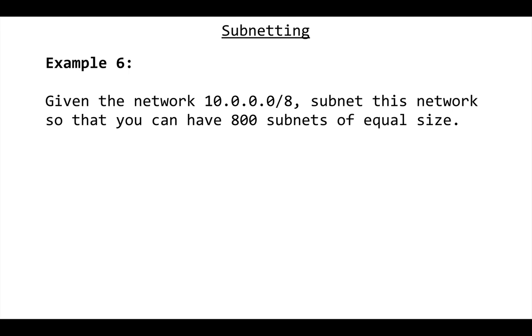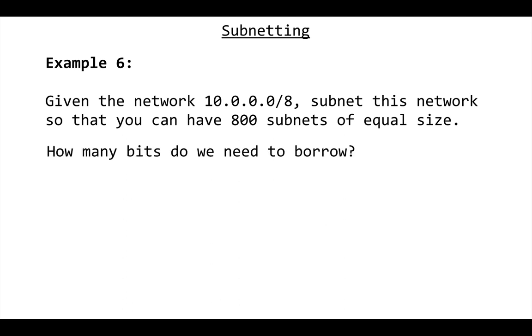Okay, example 6. We're going to take a /8, what was traditionally a Class A network, 10.0.0.0, and we want to subnet this so that we have 800 subnets that are equal size. So we haven't solved a problem where the number of subnets is quite so large. But the process is exactly the same.